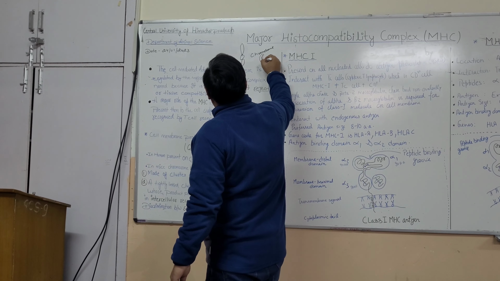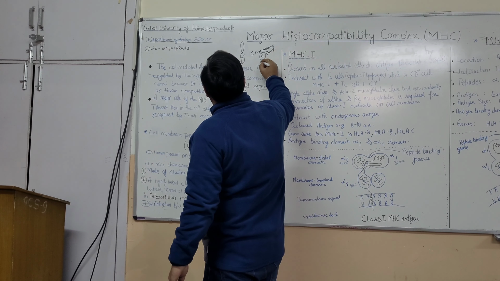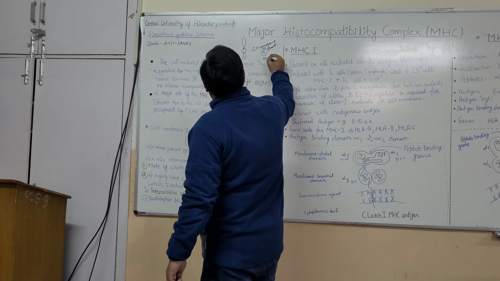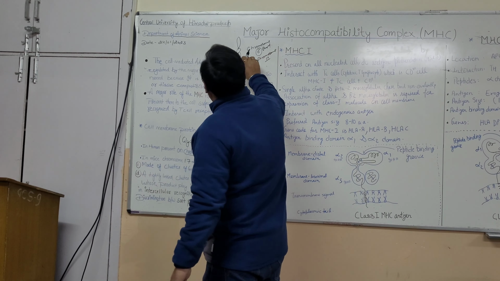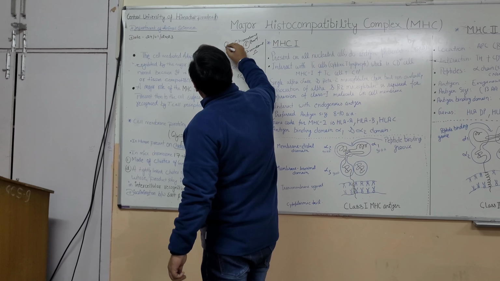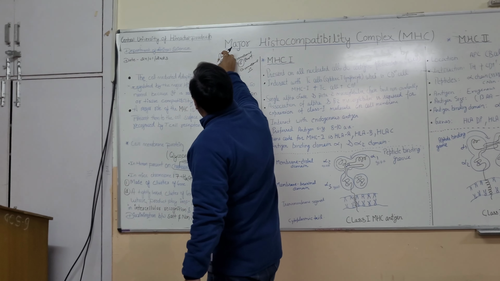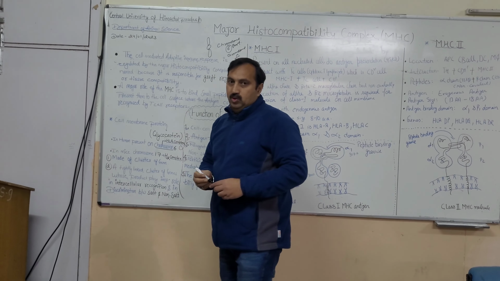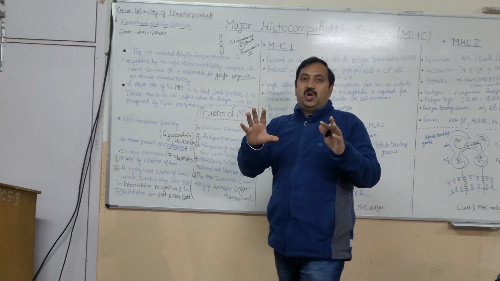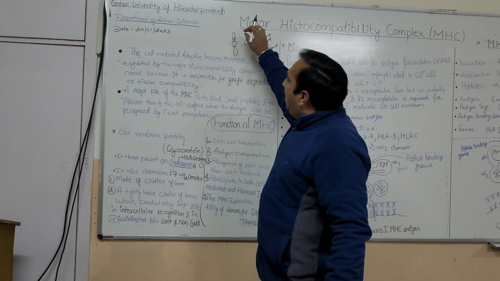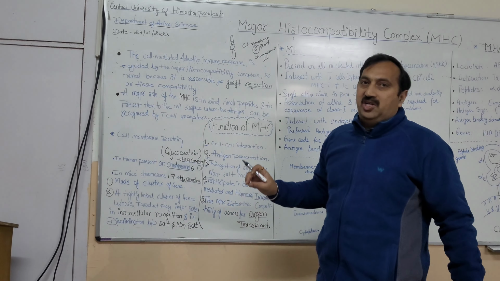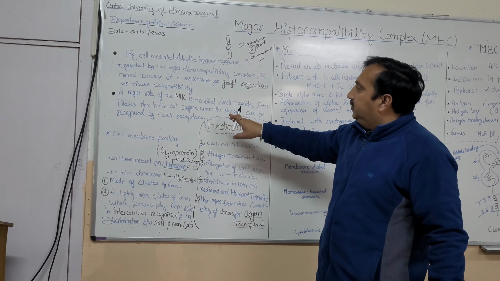chromosome number 6, short arm, in human beings, and on chromosome number 17 in mice. So if we talk about the chromosome, this is the long arm and this is the short arm. It is present in the short arm of the chromosome. Basically, this is a cluster of genes, located on chromosome number 6. These genes are responsible for the acceptance or rejection of tissues or organs.